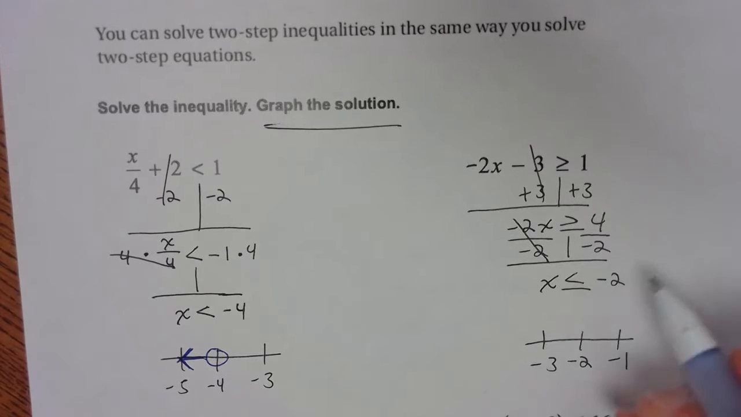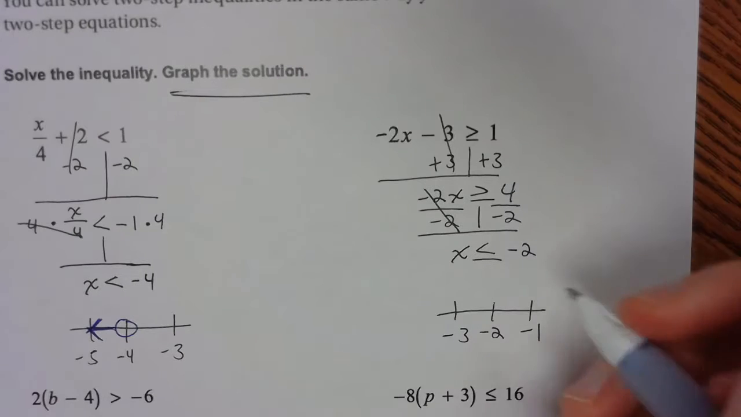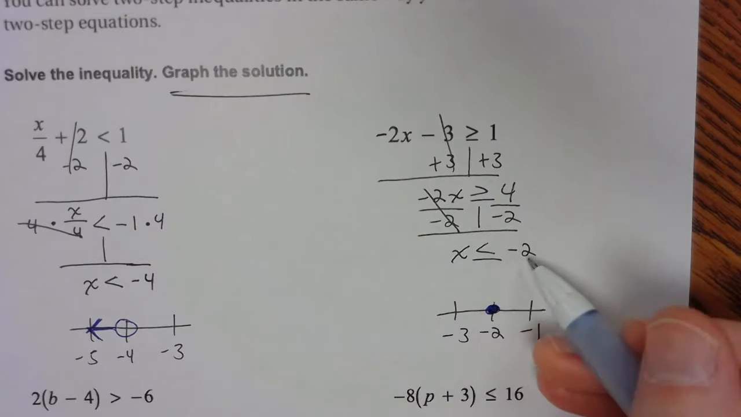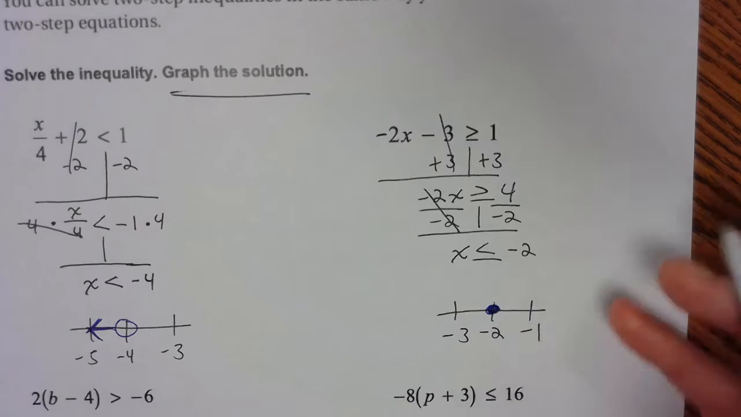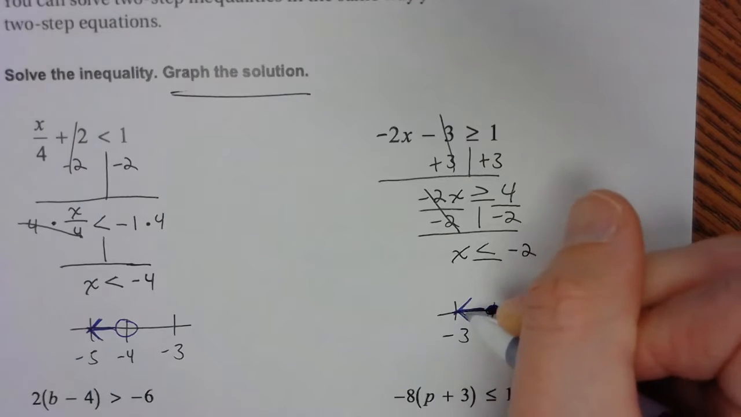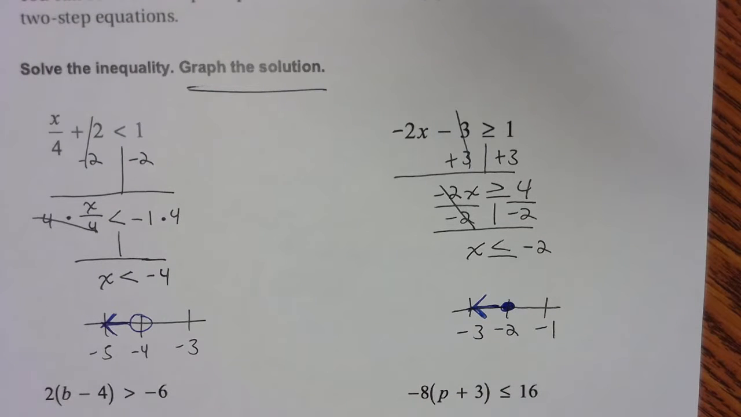Alright, so I have a closed circle because it's or equal to. So I put a closed circle on negative 2. Then what number is less than negative 2? That would be negative 3. So I'm going towards the negative 3. Make it somewhat thick so it's easier to see.